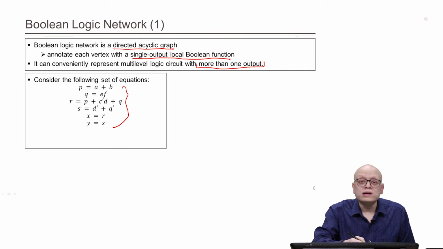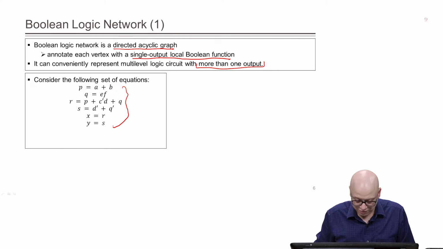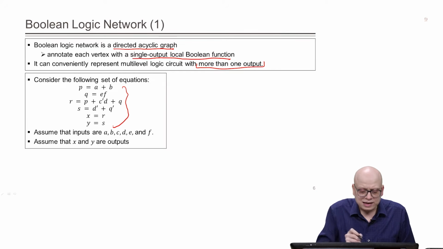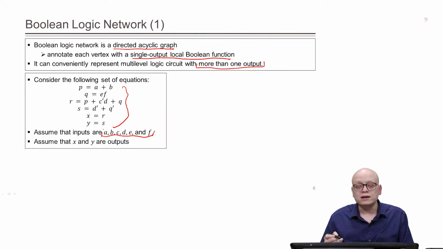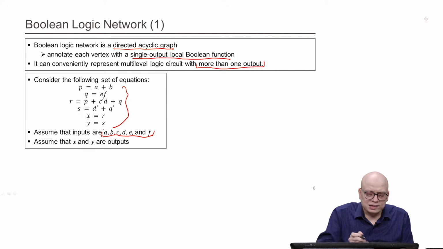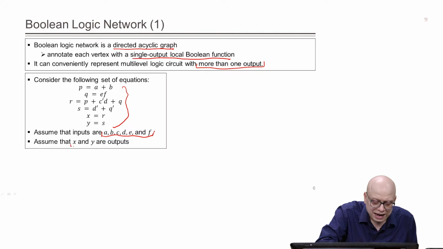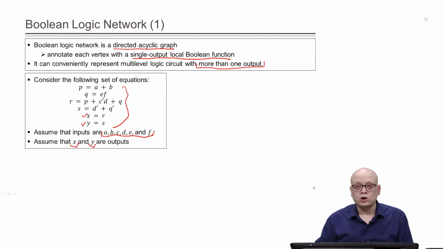So, all these are Boolean variables that we have written here, and we say that A, B, C, D, E, F are the inputs. Suppose we are saying that A, B, C, D, E, F are independent variables, those are inputs of our logic network, and we say that there are two outputs X and Y. Then how to construct the Boolean logic network for this case?